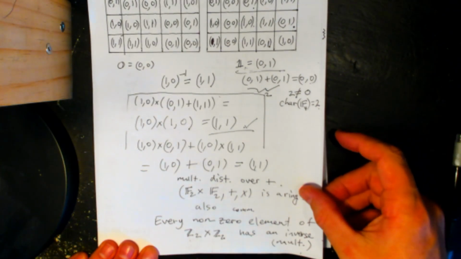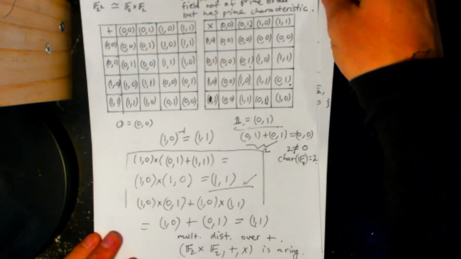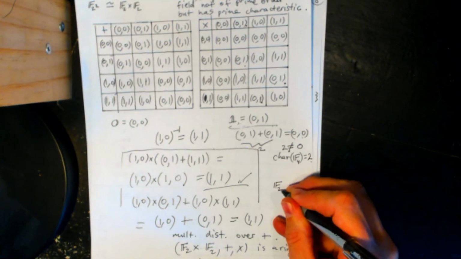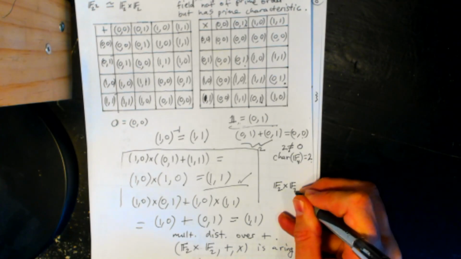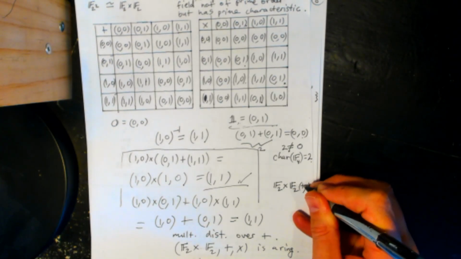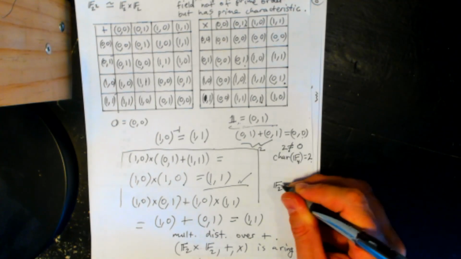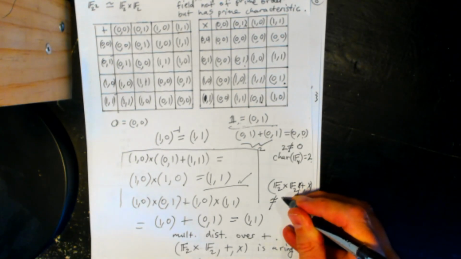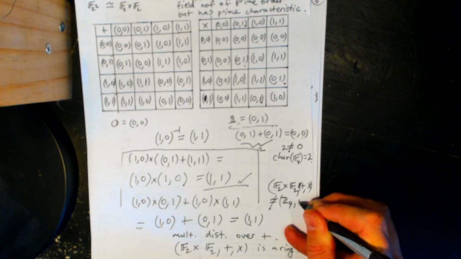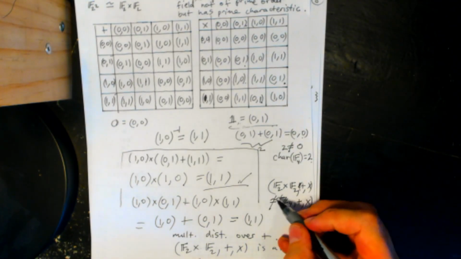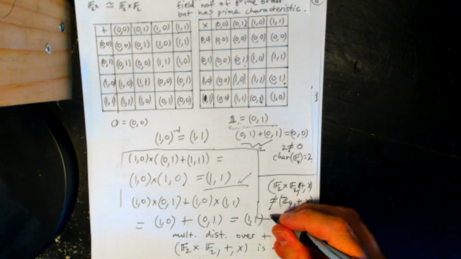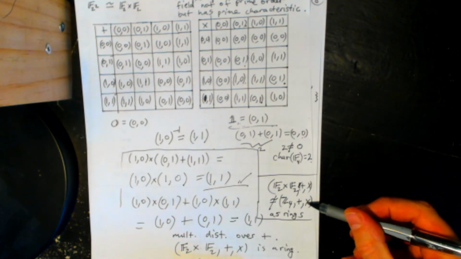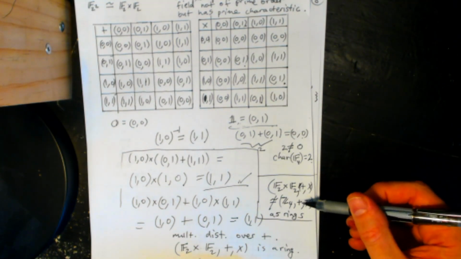All right, so having discussed this field, we note that this, as a ring, is not isomorphic to the ring integers mod 4 with addition and multiplication. So as rings, these two are not isomorphic, right?